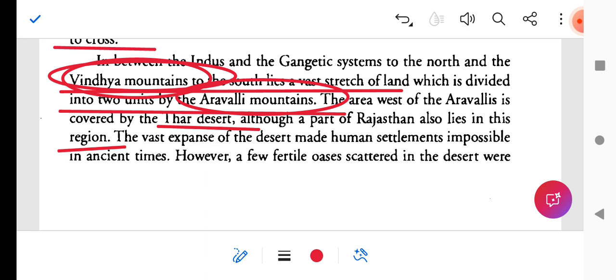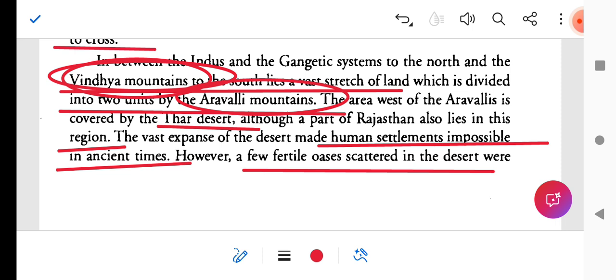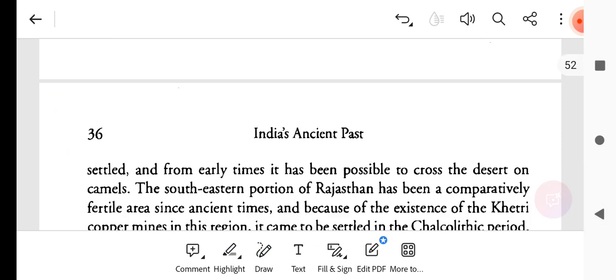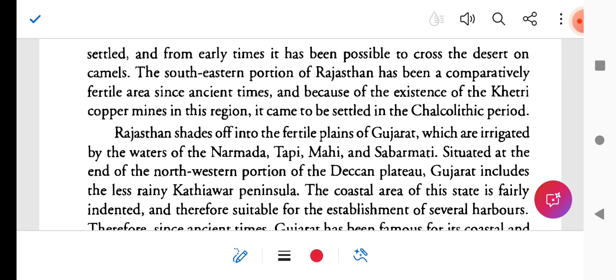The vast expanse of the desert made human settlements impossible in ancient times. However, a few fertile oases scattered in the desert were settled, and from early times it has been possible to cross the desert on camels. The southeastern portion of Rajasthan has been a comparatively fertile area since ancient times, and because of the existence of the Khetri copper mines in this region, it came to be settled in the Chalcolithic period.